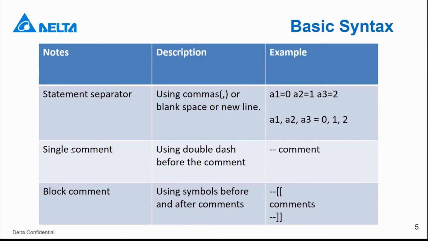We also have a single-line comment. For a single-line comment, you just need to use a double dash in the beginning, then this line will become a comment. And if you need a block comment, that means a multiple-line comment, you can use a double dash and then double left bracket. Then you can write all your comments in this area. And in the end, you use a double dash and then double right bracket again. So this area will all be comments, not a program.